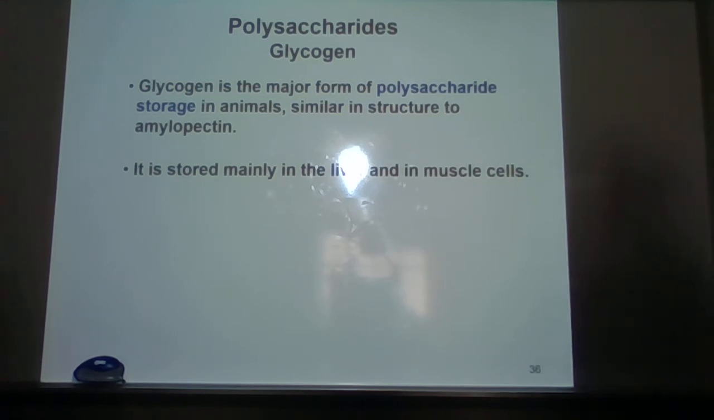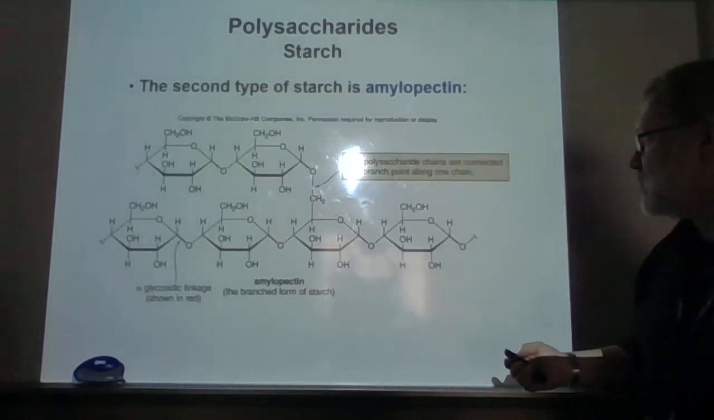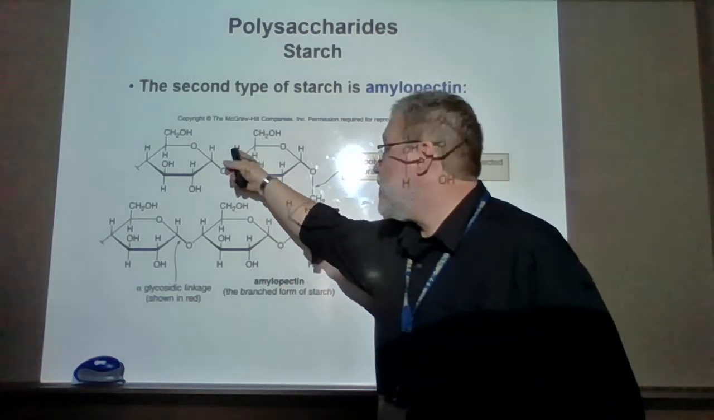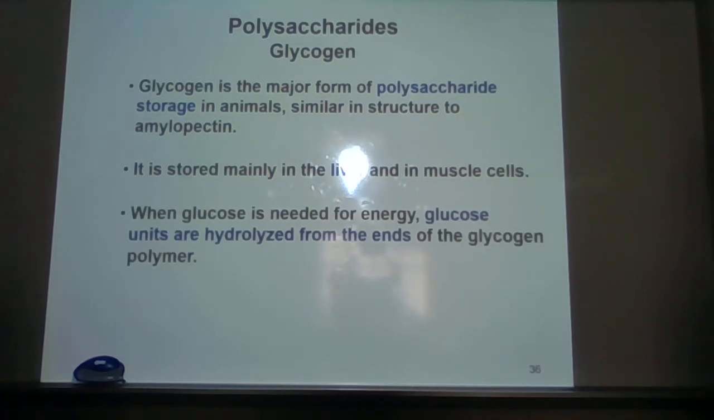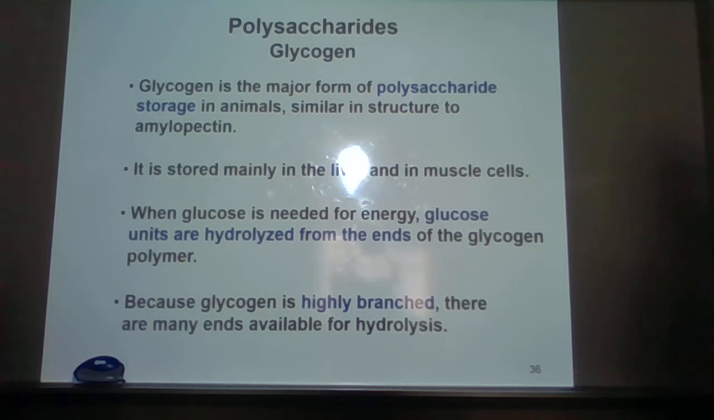It's similar in structure to amylopectin. Glycogen is stored in the liver and in muscle cells. When glucose is needed for energy, the glycogen or the amylopectin is called up from the tissue, and then glucose units are sectioned off and used for the energy generation process. Because glycogen is highly branched, there are many ends available for hydrolysis.